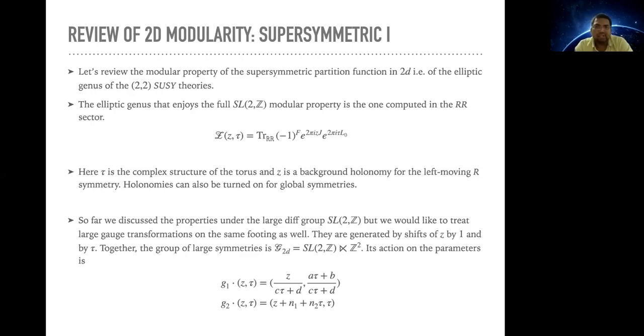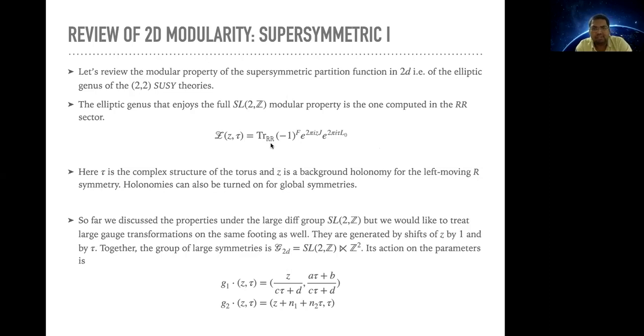So the supersymmetric partition function in two dimensions, say of (2,2) supersymmetric theories, is known as the elliptic genus. It has been studied extensively in the literature. It is best to define it in the RR sector, then one hopes to have invariance under the full SL2Z. If you define it in some other sector, then you would expect invariance only under a finite index subgroup of SL2Z.